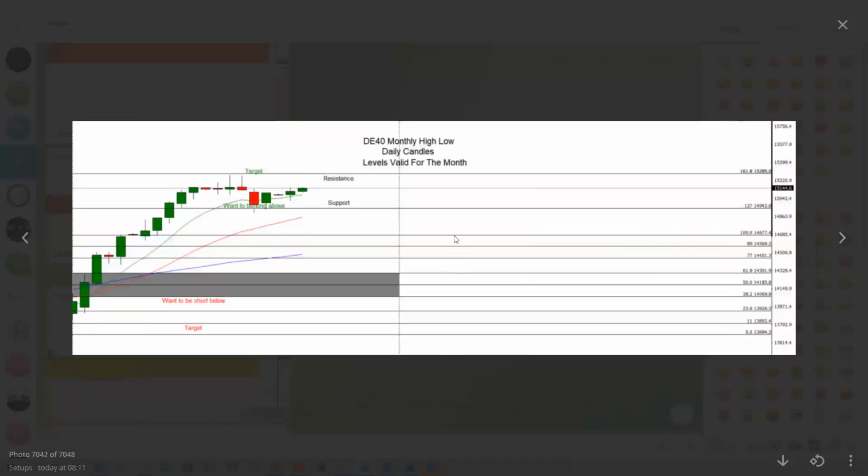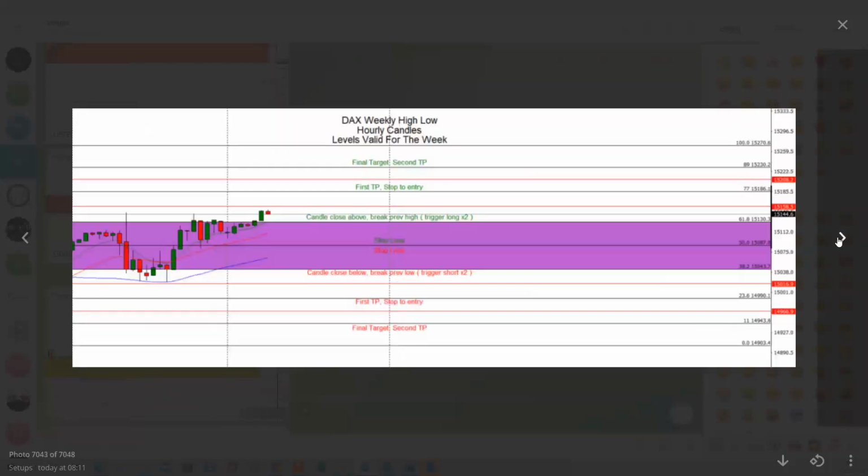On the DAX monthly high low, currently between levels of 127 and 161.8. Still aiming for that 161.8 target since the trend is up. 8 is above 21, above 50.